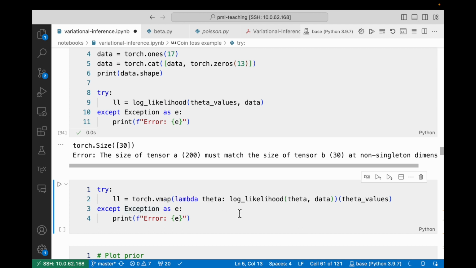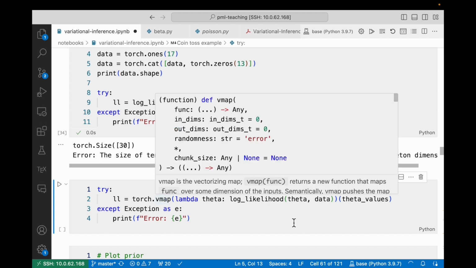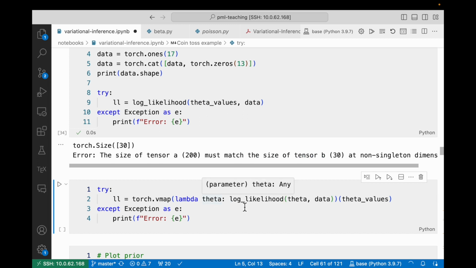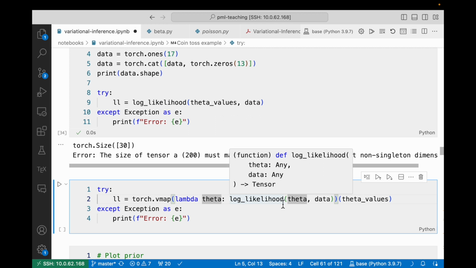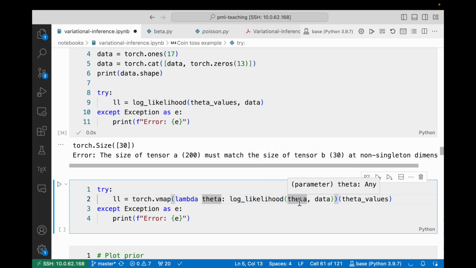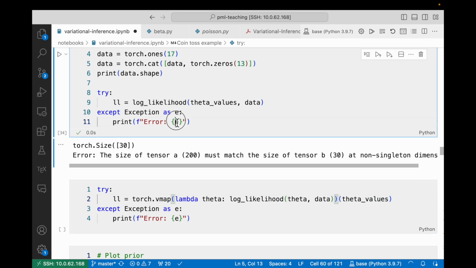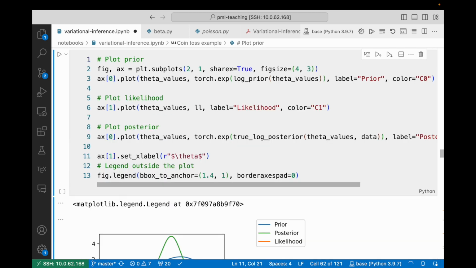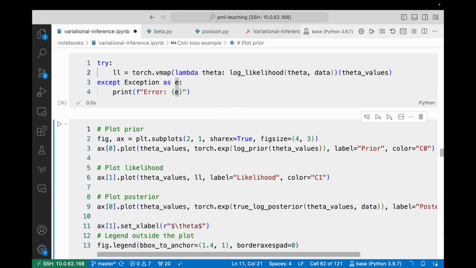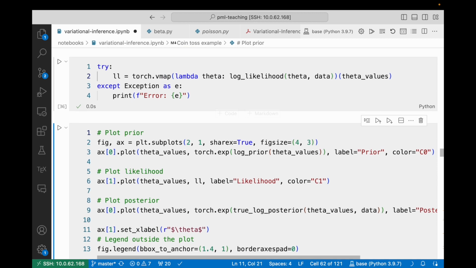It is a faster version of the for loop. It accepts theta as an argument and then computes over the function log likelihood. It will create a for loop over the theta dimension, and then you can give theta values over this. So this is a much cleaner and much quicker way to write than a for loop. Questions on this?